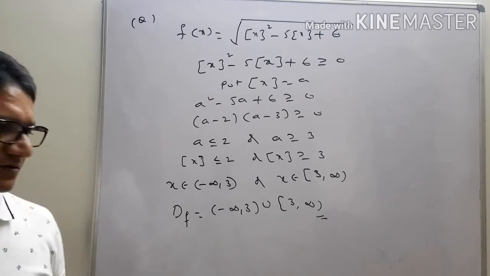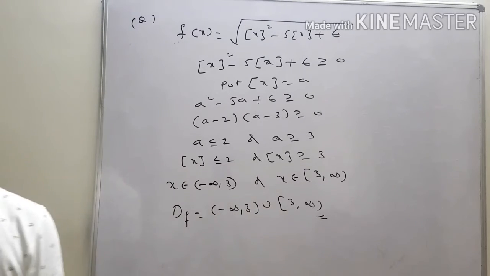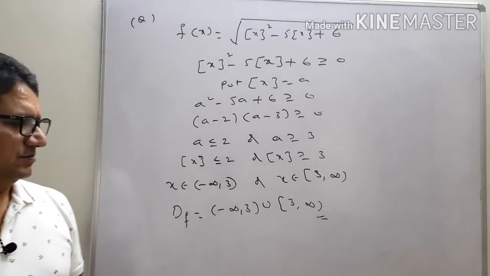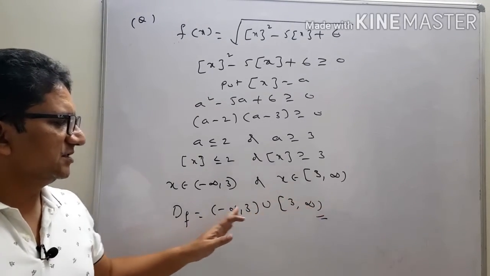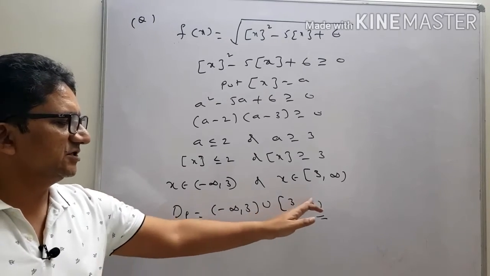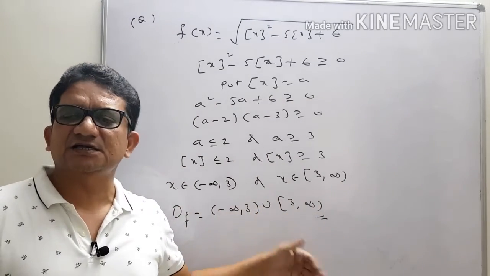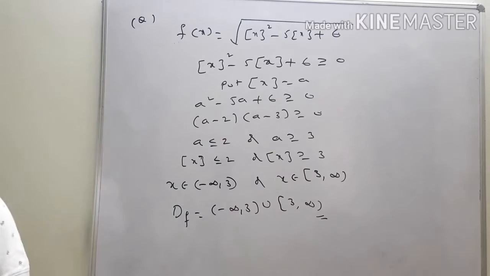And students, what is another way of writing this interval? Is it covering everything or not? See, minus infinity comma 3 union 3 to infinity means the domain can be taken as R, real numbers.